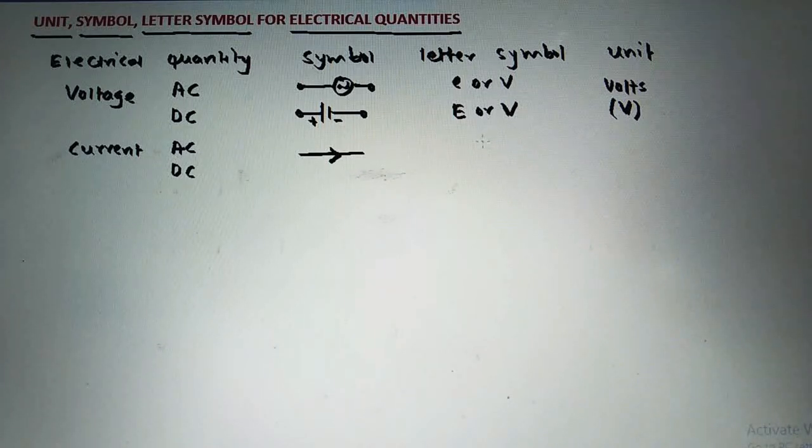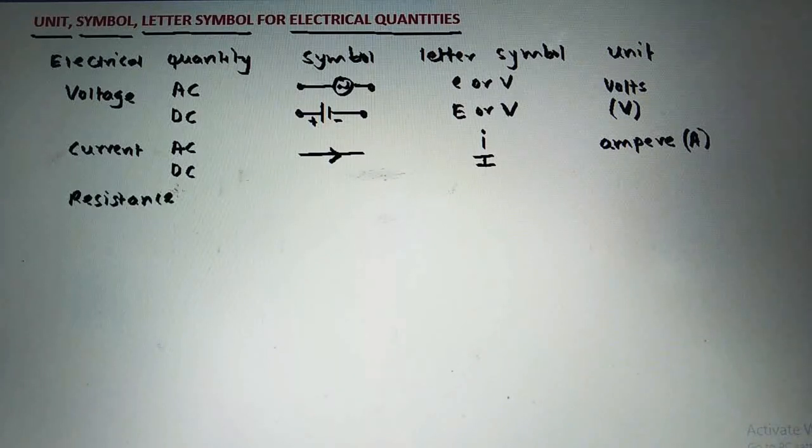The letter symbol for AC current is small i, and the letter symbol for DC current is capital I. The unit for AC current as well as DC current, both are measured in ampere, and this ampere is denoted by capital A.